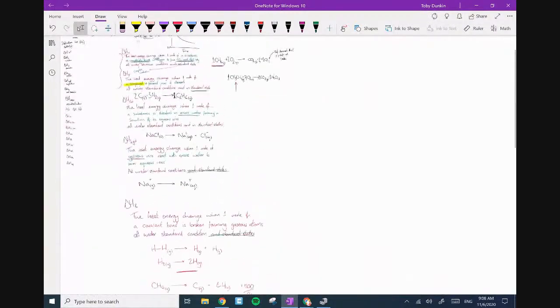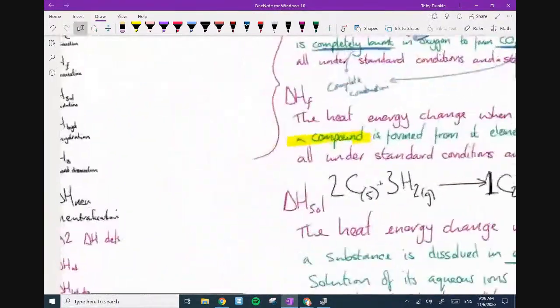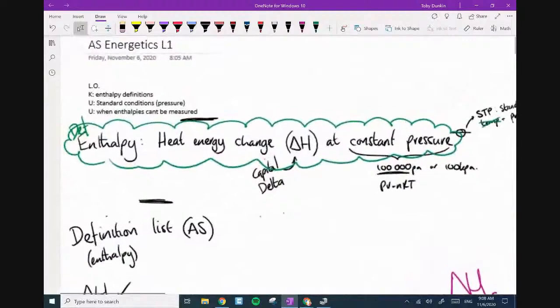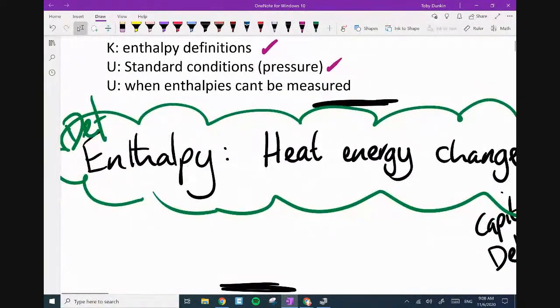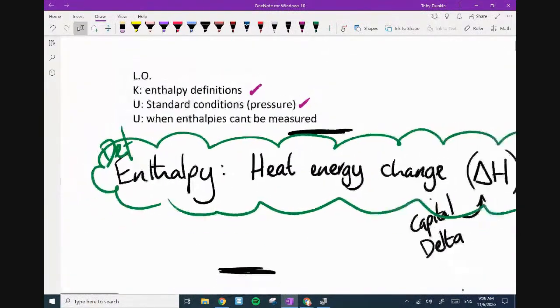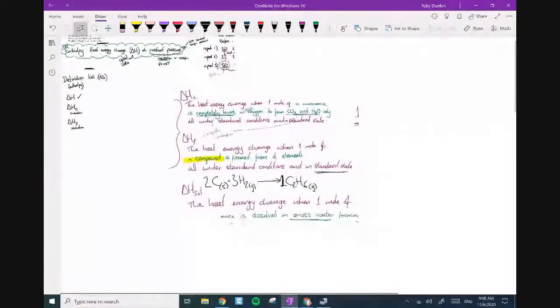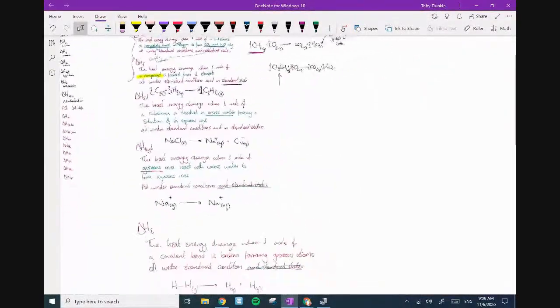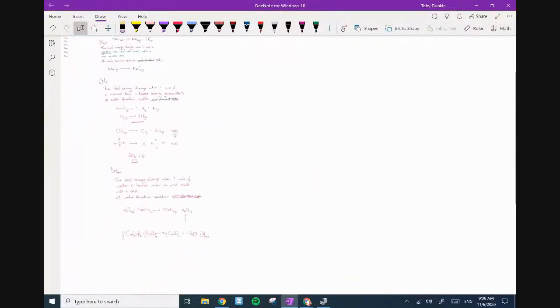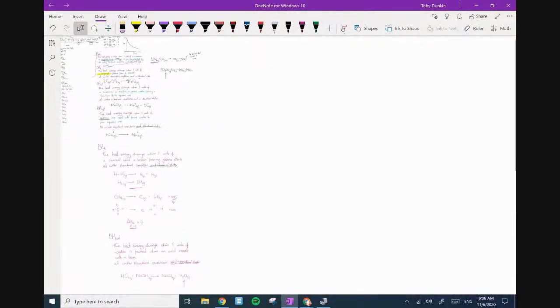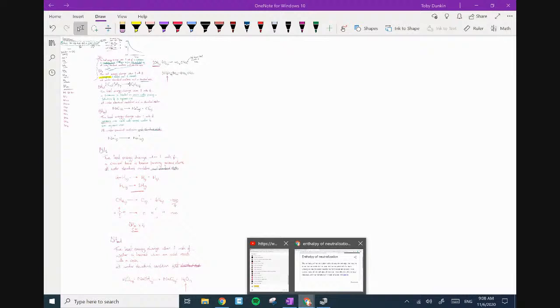And that brings us to the end of our AS definitions. We've ticked them all off. Next lesson, I'll pick this up and we'll do understanding when enthalpies can't be measured. But we've worked through our definitions today, folks. I know they're a nightmare. What I can tell you is in your exams, you're going to get 2 of these definitions, and they're worth 2 marks each. So I'm going to end the lesson there.